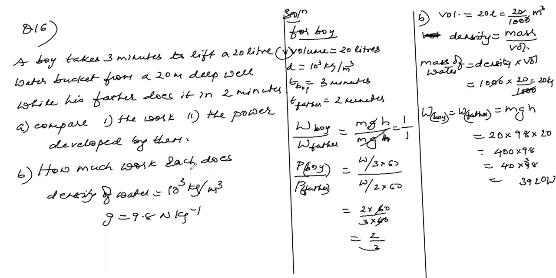Now they want how much work done, okay? We got it. That is 3.92 kilojoules. Okay, children, with this, we'll stop it.